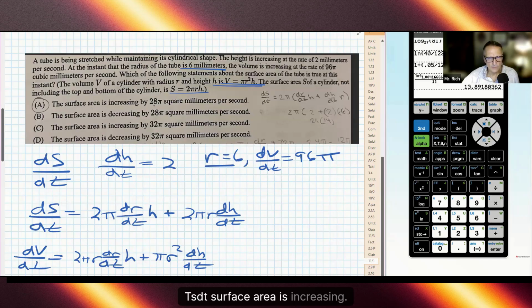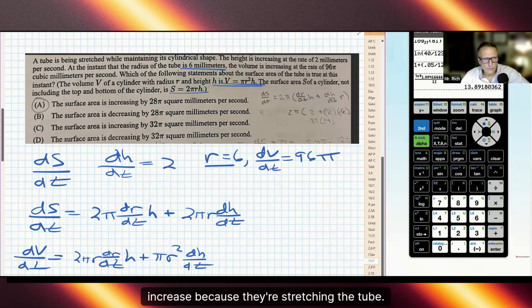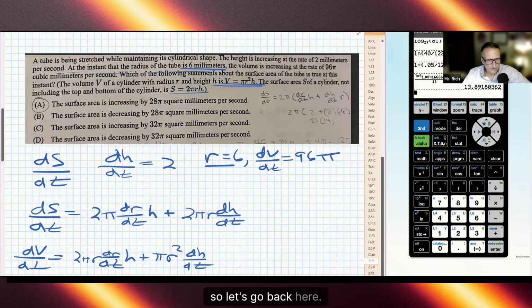dS/dt, surface area is increasing. Well, okay, let's talk about whether it's increasing or decreasing. I'm not even sure that we would be able to ascertain that, except the height is increasing, but the radius, if I understand this, has to be decreasing if the height is increasing because they're stretching the tube. So if the height's increasing, the radius is decreasing. Yeah, because the radius is changing, because they say at the instant that the radius is 6 millimeters, the volume is increasing. So, okay, let's go back here.